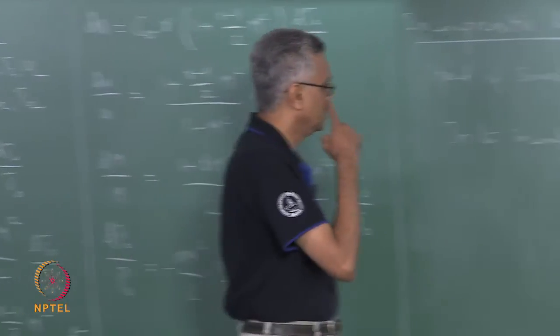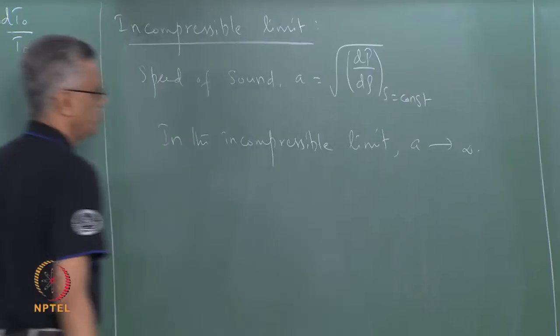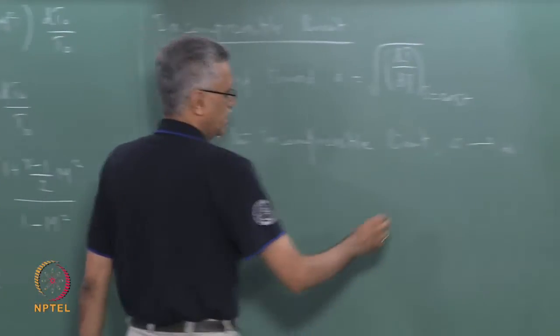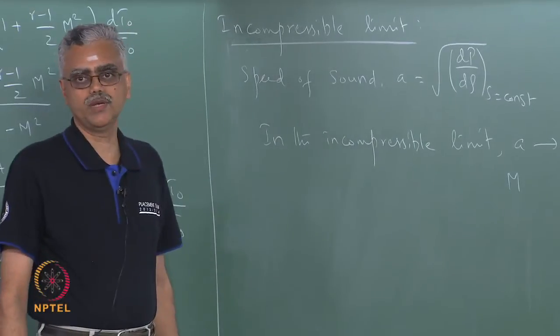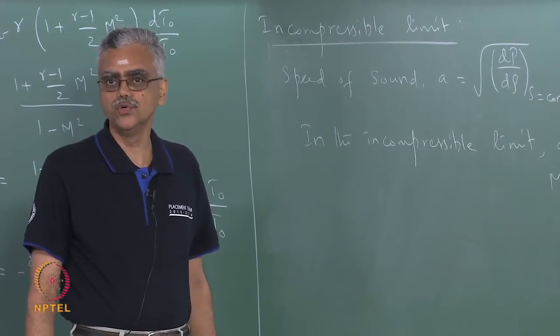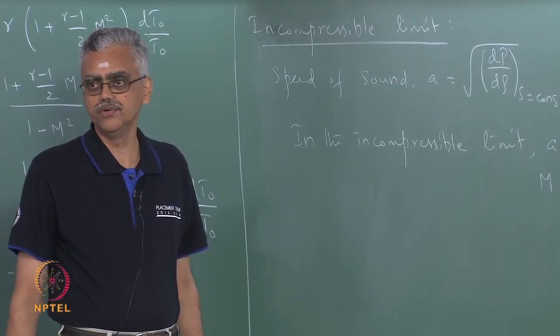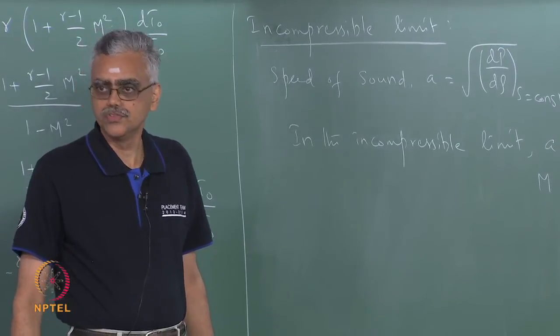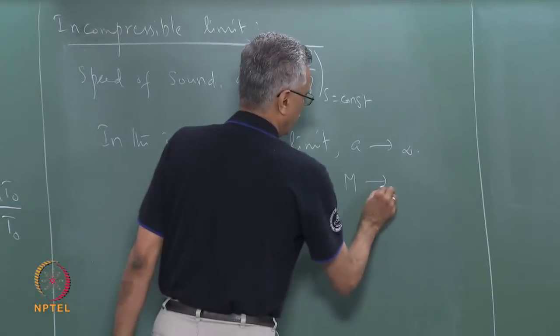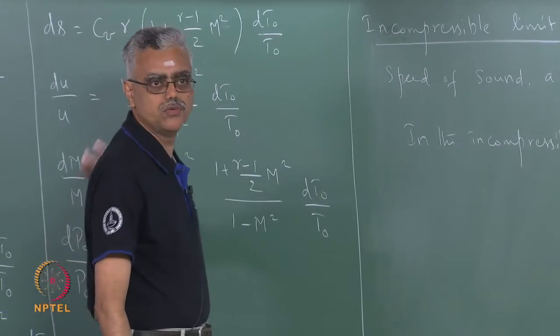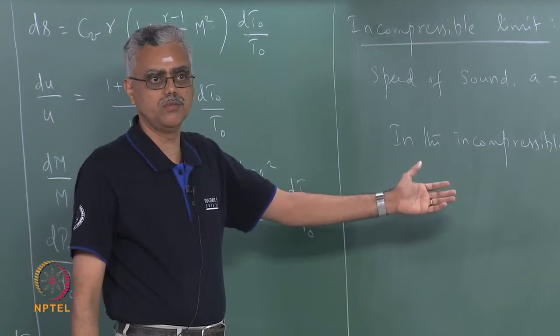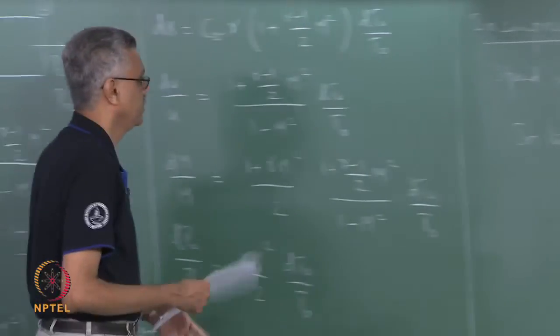Okay. So, in the incompressible limit, the speed of sound approaches infinity, which means that the Mach number, what is the Mach number going to do? Irrespective of u, Mach number is u over a, so the Mach number is going to approach 0. So, that is the incompressible limit and that is what we are going to do in these equations. We are going to see how these equations behave when we allow the Mach number to go to 0. Right. So, let us look at the first equation, density.